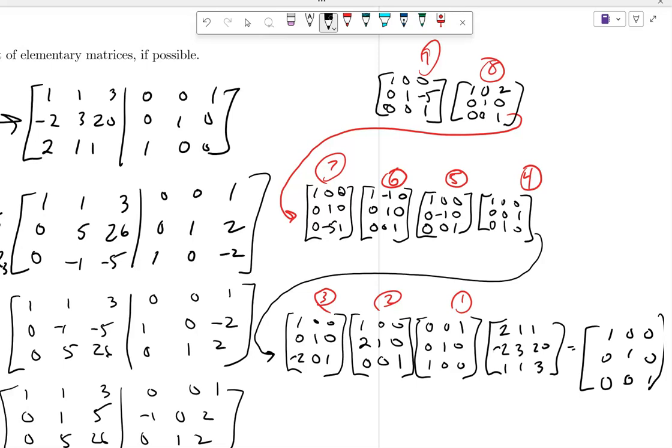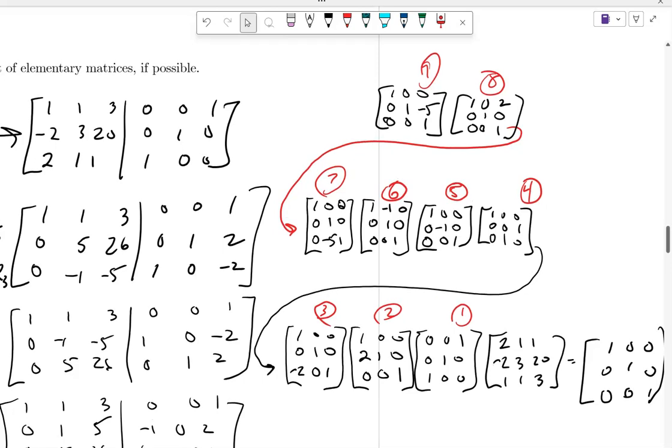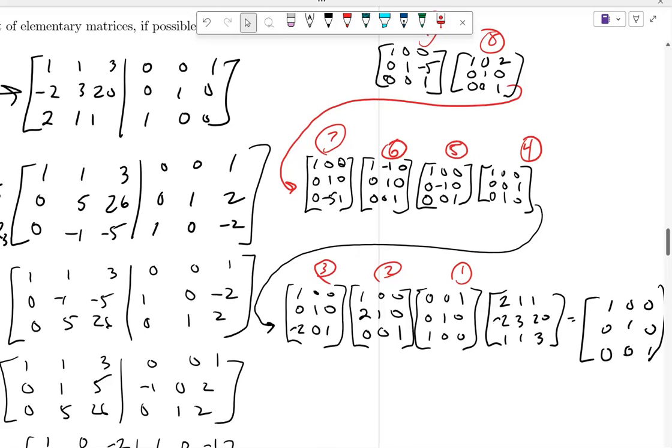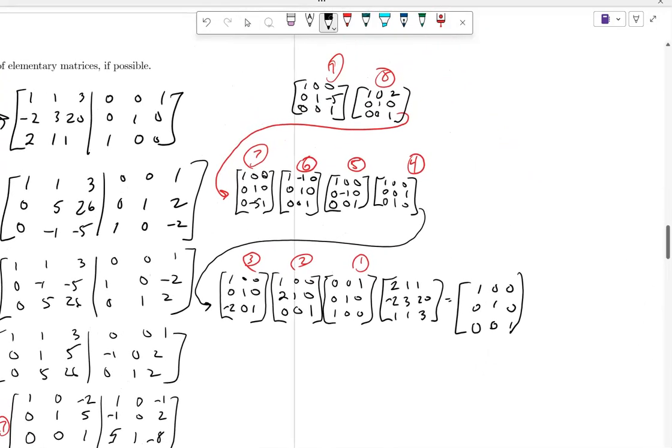Okay. I know it was a long-winded way to get there, but let's look at what we have. This is our original matrix. Then we applied 9 row operations to get to the identity matrix. The point of the problem was to write the original matrix as a product of elementary matrices. So what do I want to do to this equation? We need to multiply by the inverses, right? I want to undo all of those things. So let's do that. My original matrix here is 2, 1, 1, negative 2, 3, 20, 1, 1, 3. Oops, not inverse.